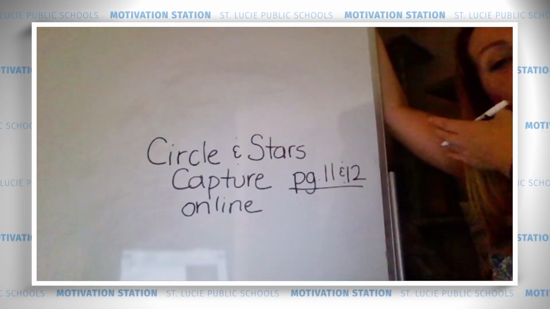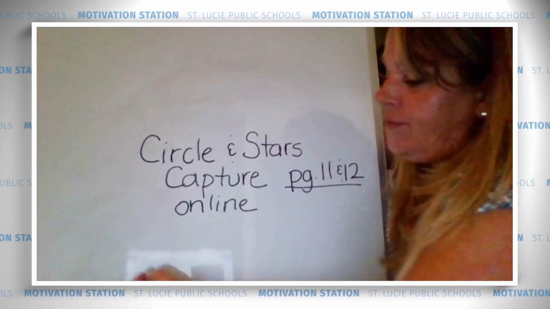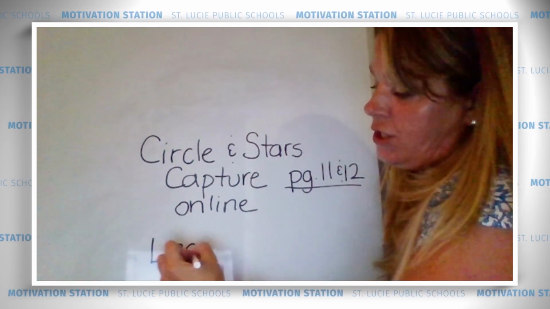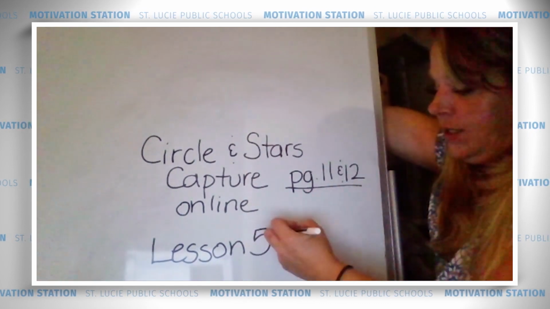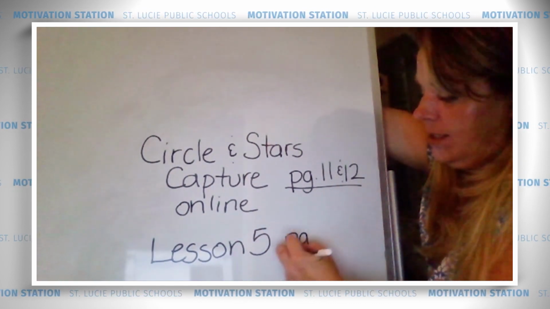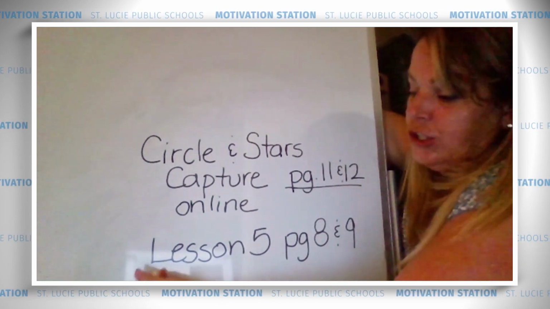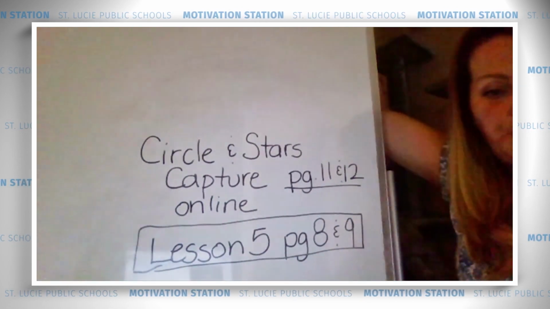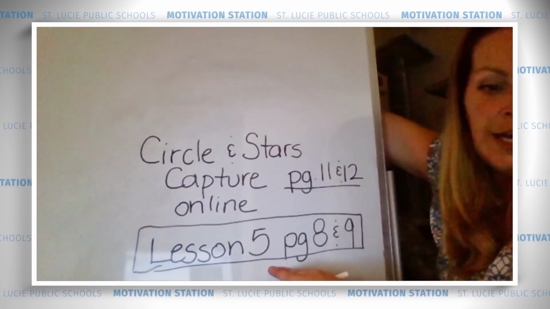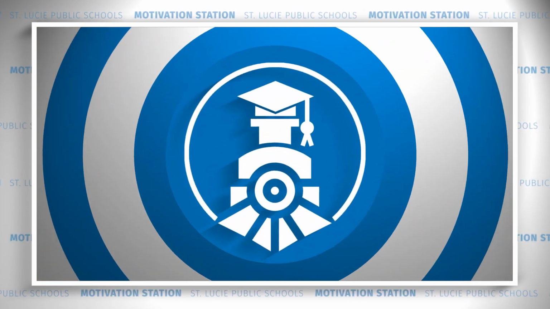And then before you meet with your teacher for tomorrow, you need to make sure you have your lesson 5 done, which is a show what you know, independent work, and that's on pages 8 and 9. And your teacher on Teams will be going over that with you tomorrow. Okay? So you need to get that done and this done today. All right?